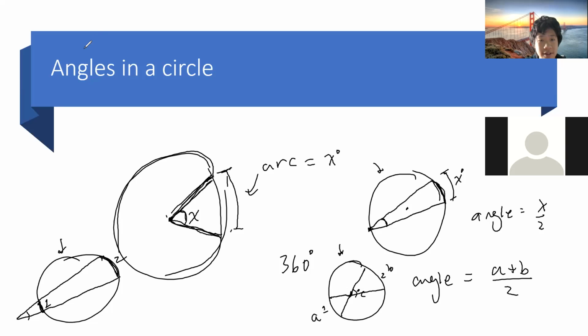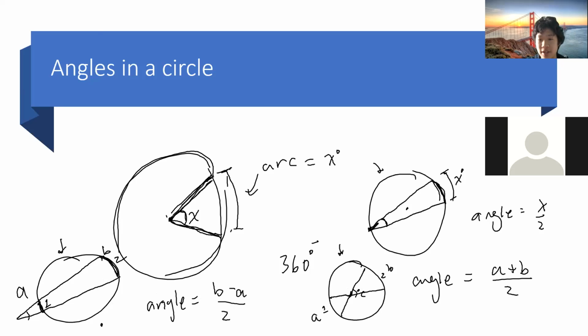We also have the last scenario where the angle's outside the circle. This one also cuts out two arcs, but the formula for this one is going to be, let's call this A and B again, B minus A divided by 2. So the larger arc minus the smaller arc divided by 2. This is with any angle outside the circle. So this angle could be right here, it could just cut out like this, and this formula would still apply.